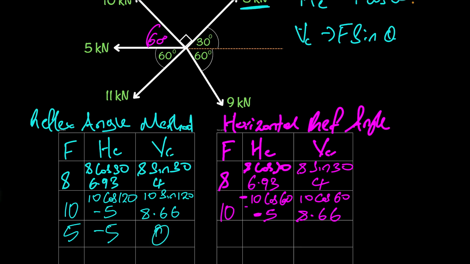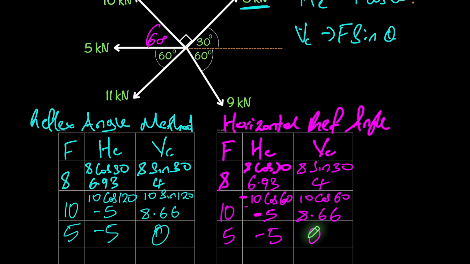And the same thing will happen over on this side for our horizontal reference angle. This 5 kilonewtons is just a negative 5 because it is only a horizontal force that's going to the left. So the vertical component again will be 0. So far we only have one major difference, and we're going to see where that plays out again in this next part, even more significant.